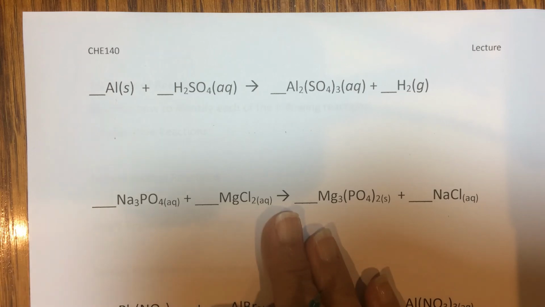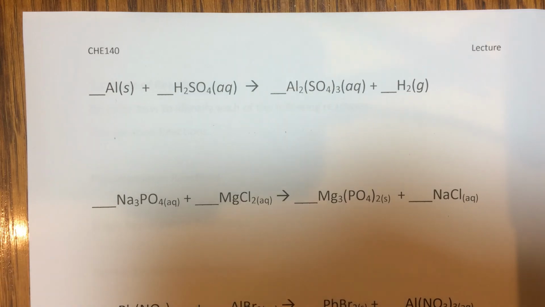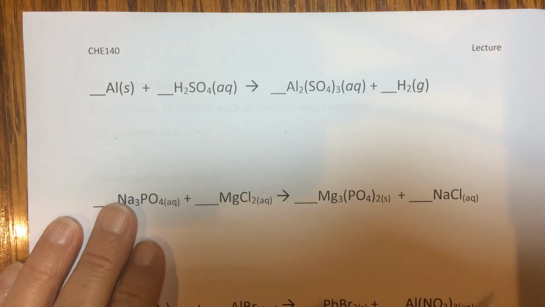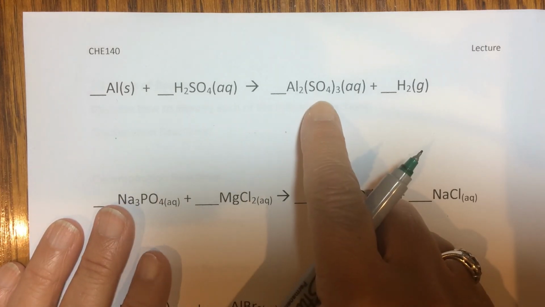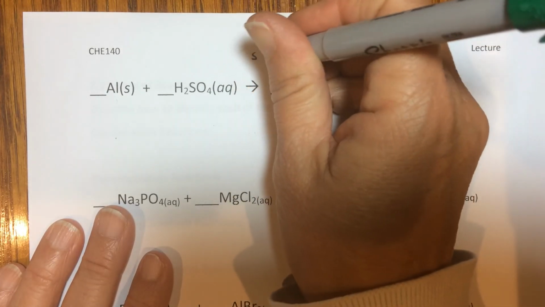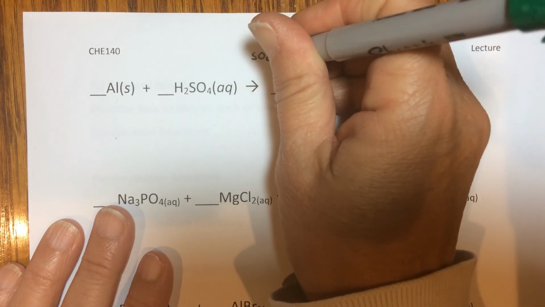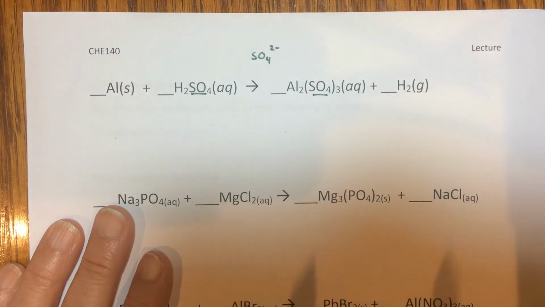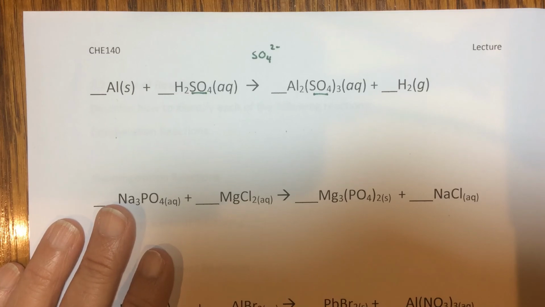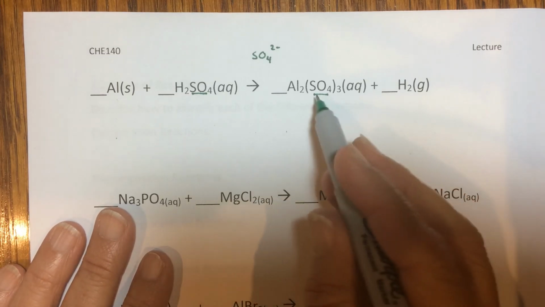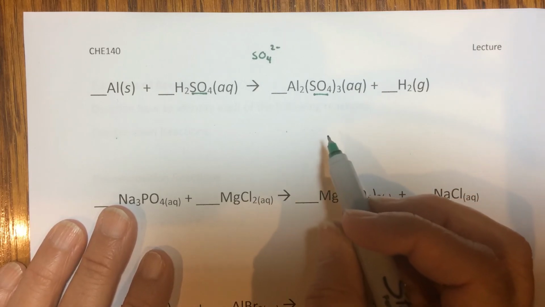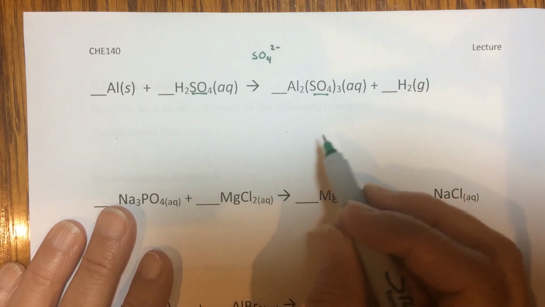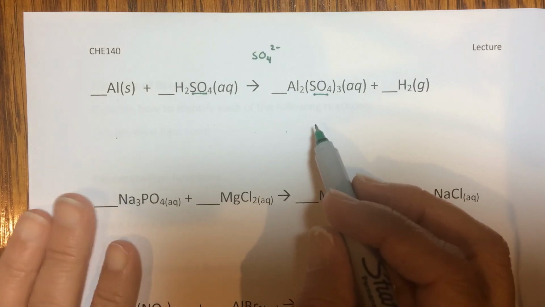I want to do one more just to show you that if you have a polyatomic ion, we've got sulfate here, and we've got the polyatomic ion here, and we've got it there. It's much easier to balance if we keep that together. Polyatomic ion can fall apart, but you'll save time by assuming that it's going to stay together.